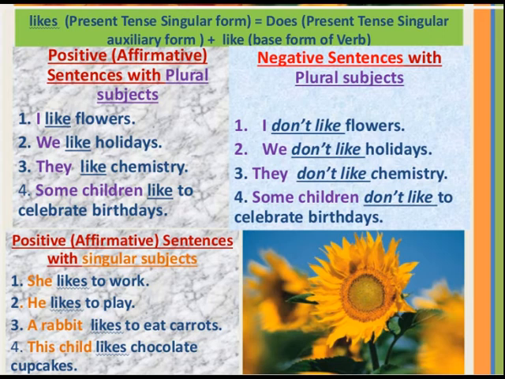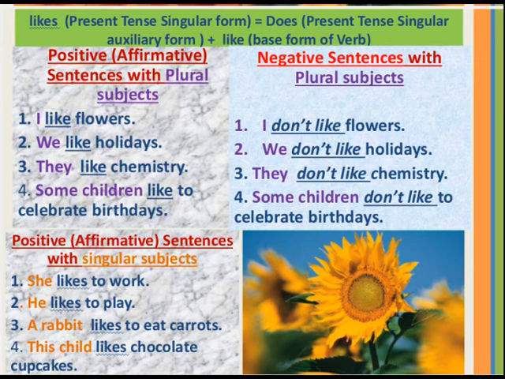Let's see how the negative is made. You have to remember this formula. Likes is equal to does plus like. The hiding auxiliary here is does. Since there is an s in the verb, you can guess the hiding auxiliary is does. So we can split that likes into does plus like. Like is the base form or the plural form. So the negative sentences are made in this way. Okay, the contracted form of does not is doesn't.